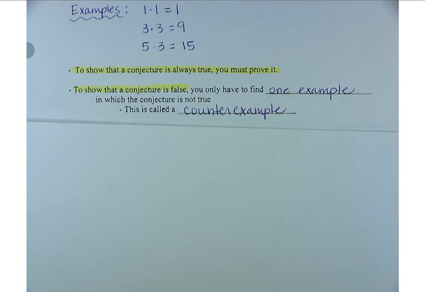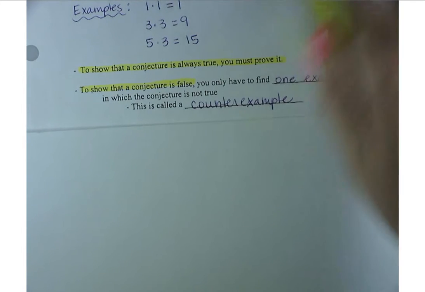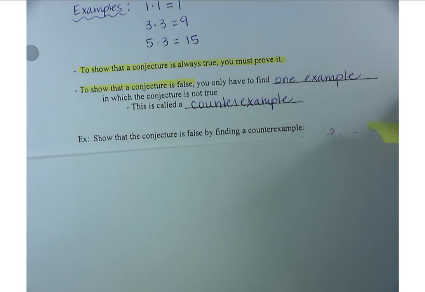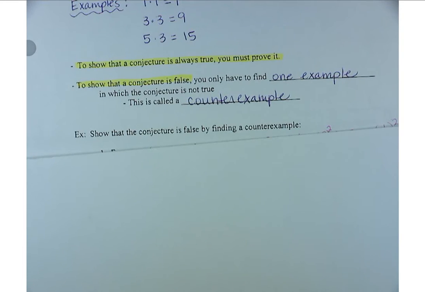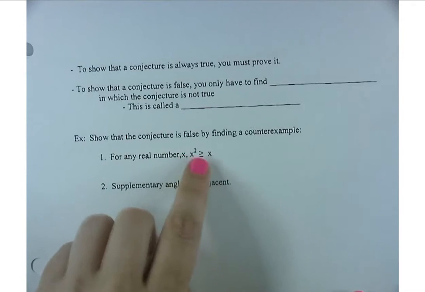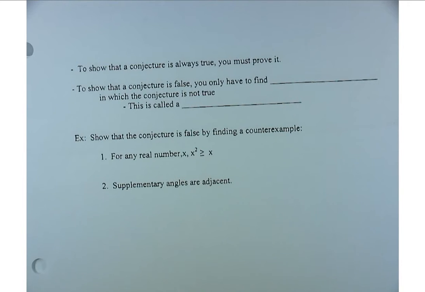Okay, so for our first example, it says show that the conjecture is false by finding a counterexample. Let's look at the first one. It says for any real number x, x squared is greater than or equal to x. Now when you're doing this, you're probably going to have to do some trial and error. If it's any real number, it's really any real number you can think of.